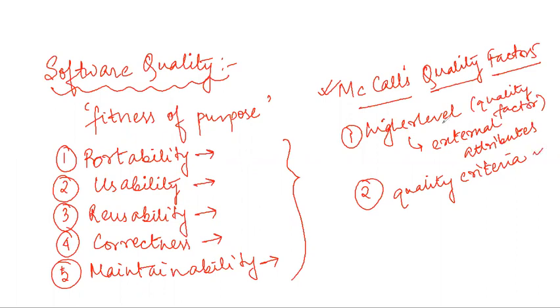Now, these quality factors can only be measured indirectly, and these quality criteria can be measured directly. So this is indirectly measured, and this is directly measured.